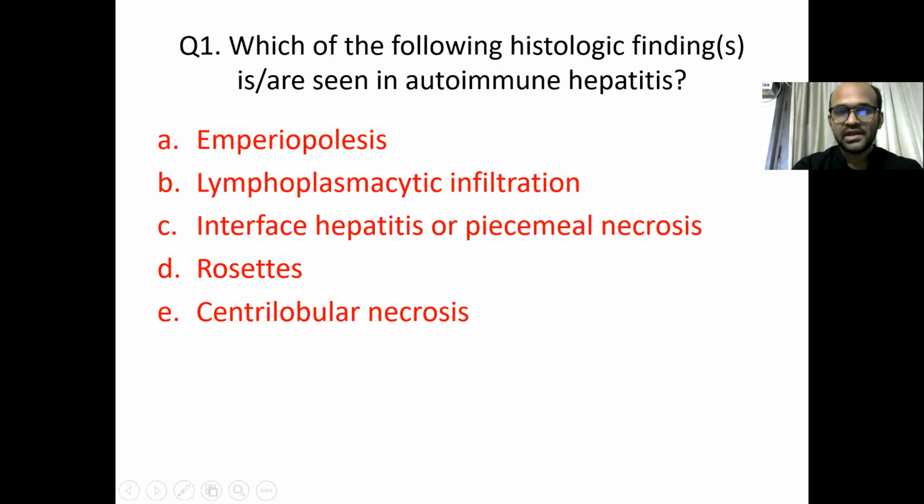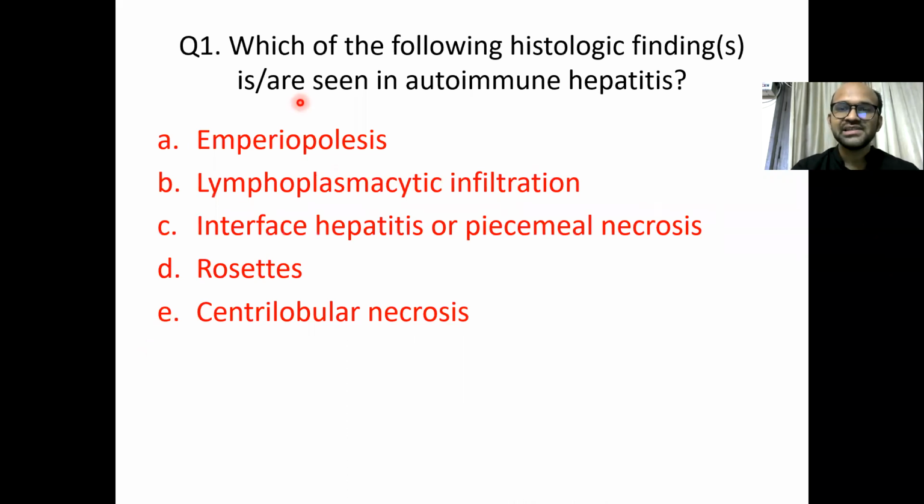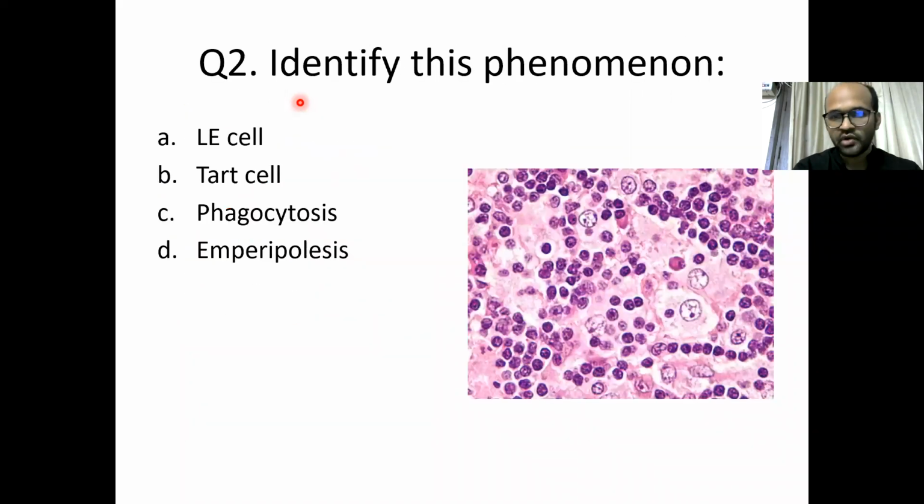First is emperipolesis. So what is emperipolesis? Anyone? In emperipolesis, there is active penetration of one cell into another cell. But the cell which is engulfing another cell will not destroy that cell. So in emperipolesis, one cell is ingesting another cell, but the cell which is being ingested is actually intact. In contrast, in phagocytosis, the cell which is ingested is degraded by the bigger cell.